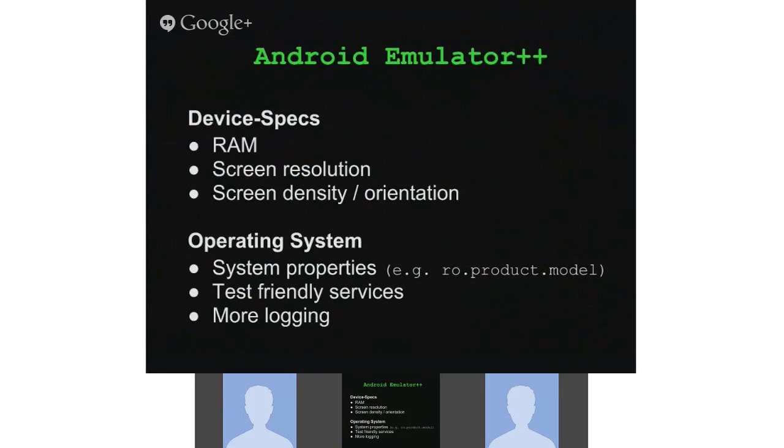So we optimized the emulator. We created device specifications for all the emulators for all the devices that we want to emulate. We took the RAM, the screen resolution, the screen density, and we also tweaked the operating system. Android emulators come with a rooted system, so you can easily change the product model to reflect the real device name. And we installed some test-friendly services.